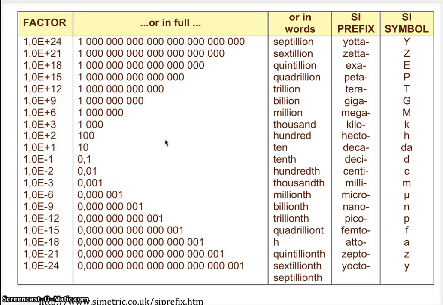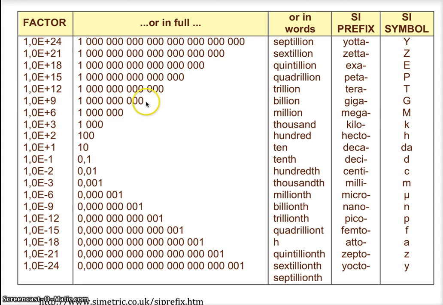So the factor is basically an exponential factor: 10 to the power of positive 9 for giga, positive 6 for mega, positive 3 for kilo, positive 2 for hecto, positive 1 for deca. And then you have 10 to the 0, which has a value of 1. That is essentially the value for meters, liters, seconds, and so on, the SI base units. Then you have 10 to the negative 1, which is deci, 10 to the negative 2, which is centi, 10 to the negative 3, which is milli, 10 to the negative 6, which is micro, and 10 to the negative 9 would be nano.